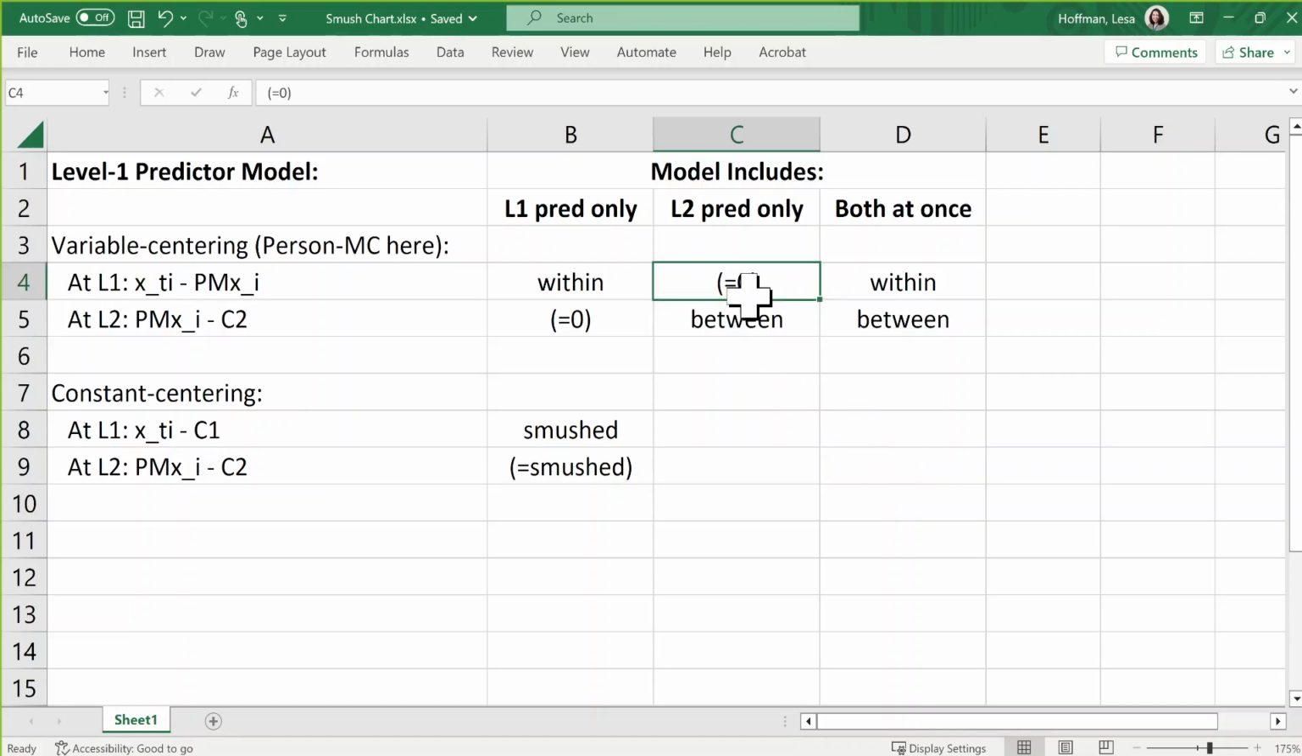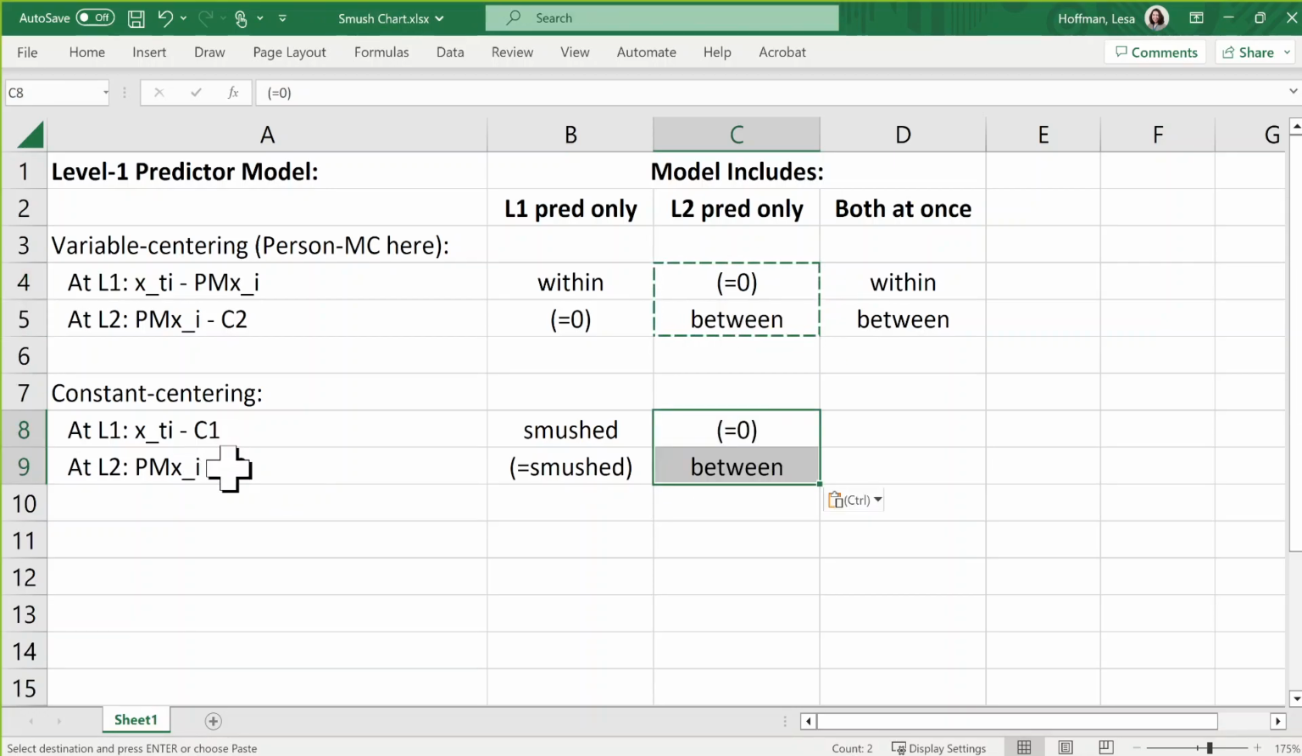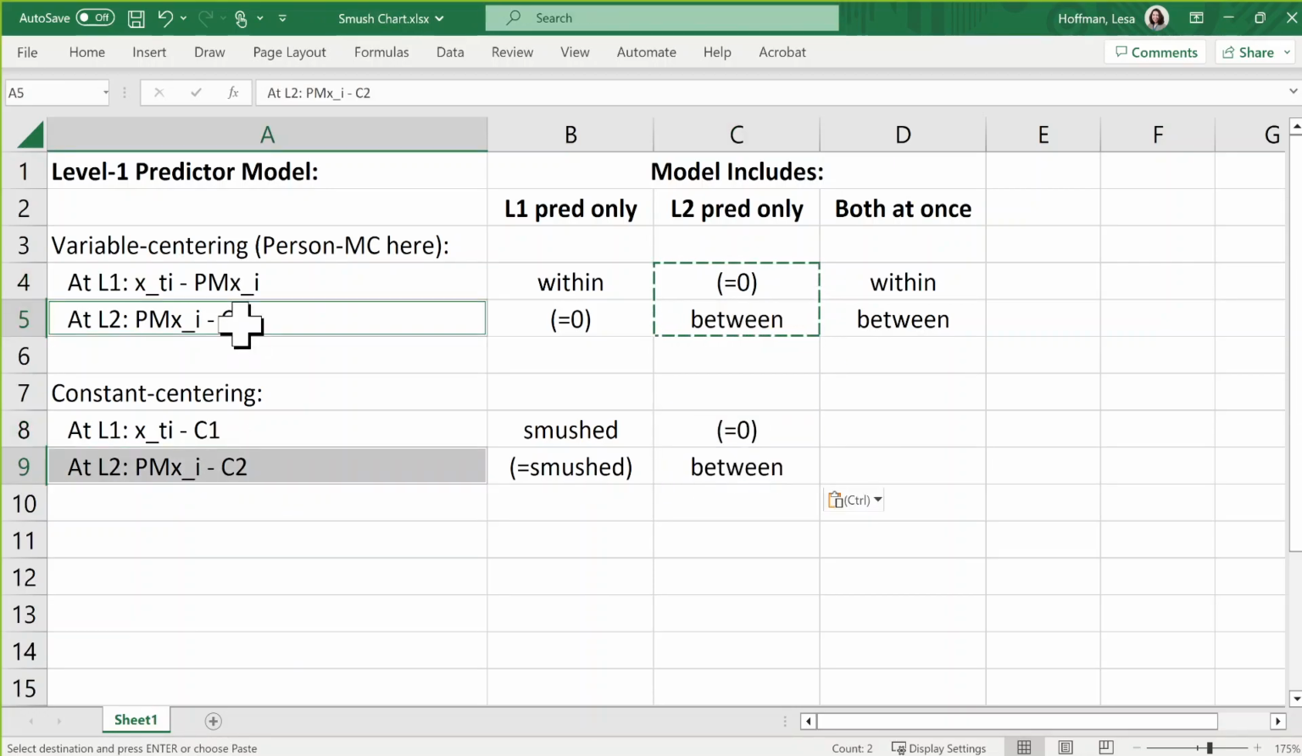Yeah, it's this one. It's the exact same. Because if there's nothing in at level 1, then it's just the level 2 person mean by itself. It's between. And you're assuming that the within effect is 0 if there's no level 1 predictor.